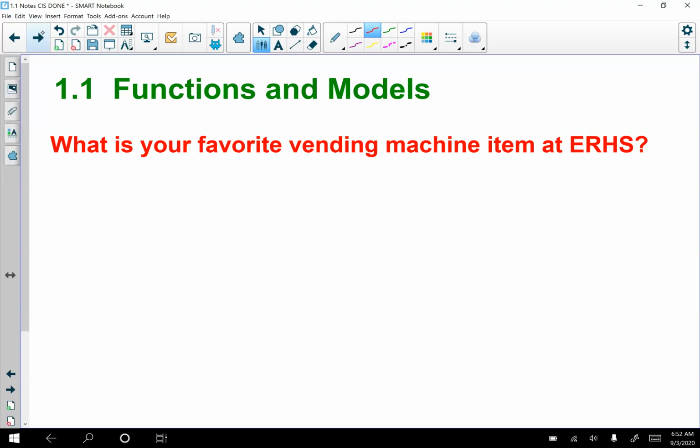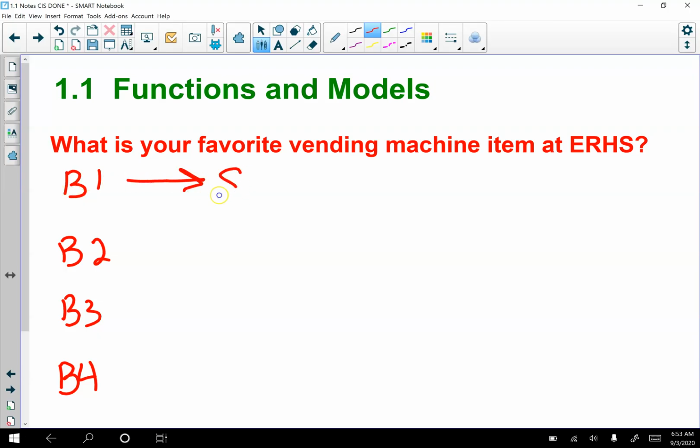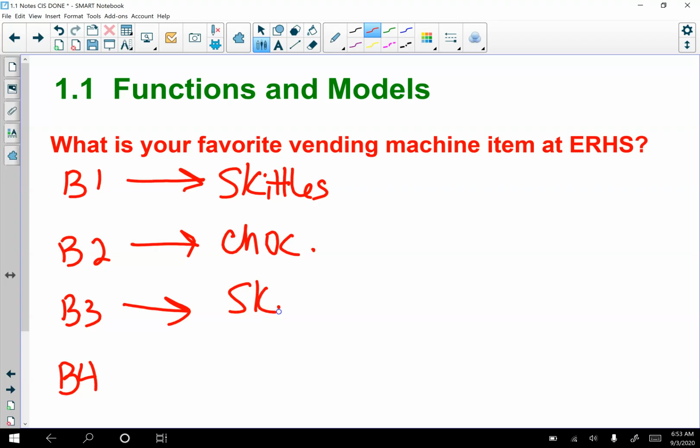All right, so what is your favorite vending machine item at Eastridge High School? So I'm just going to pick these as my inputs. So if I were to click B1, what's going to come out? I'm going to say Skittles on the first one. I'm going to say chocolate on the second one, which I don't think there is any anymore. And then I'm going to say Skittles again, because if Skittles are popular, they could put them in 2 different ones. And then I'm going to say gum, which I'm pretty sure they don't have anymore.